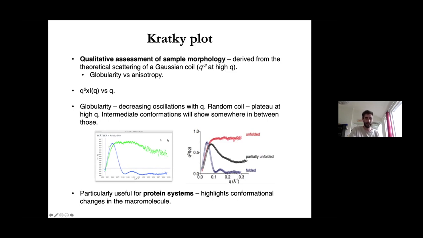And then they realized that you can use this for a quick assessment of how a polymer, or a protein or whatever, was behaving in solution. If we have a Q to the minus two dependence, it means that we have a Gaussian coil or a random coil, so, for example, that it is unfolded. And if we have something that follows this type of behavior, it's globular. So you can use this for a quick assessment of the folding state of a protein, for example. This is a qualitative assessment.